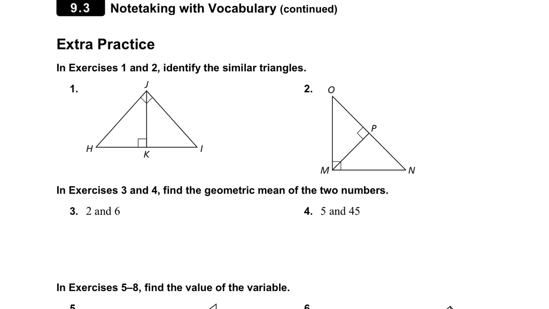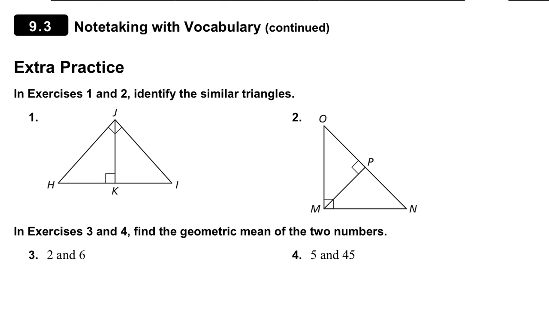All right, let's go through some of these. Identifying similar triangles. I'm just going to do one of these really quick. So I'm going to just write these also in like a similarity statement. So I'm going to start off with my larger triangle. I like to put my right angle first. So I'm going to say triangle HJI.